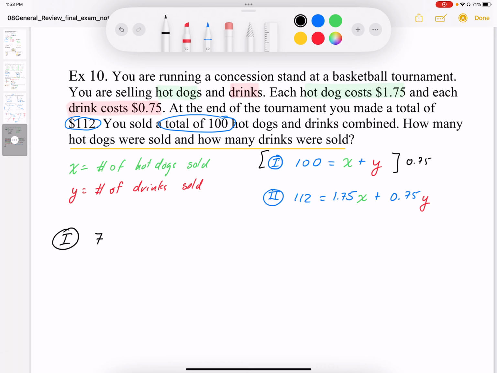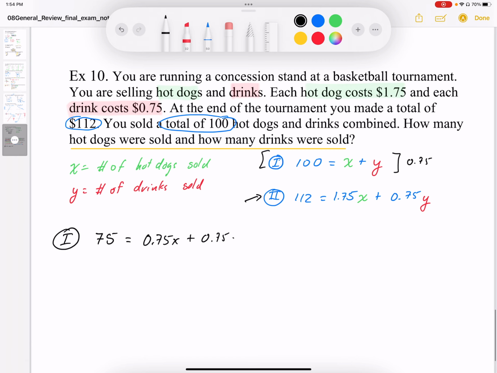So that's going to end up with 100 times 0.75 is 75. We have 0.75x plus 0.75y. So that's what's going to happen when we multiply everything by 0.75. Okay, so that's equation 1. I have equation 2 already here. And notice that my 0.75y matches in equation 2 and equation 1.